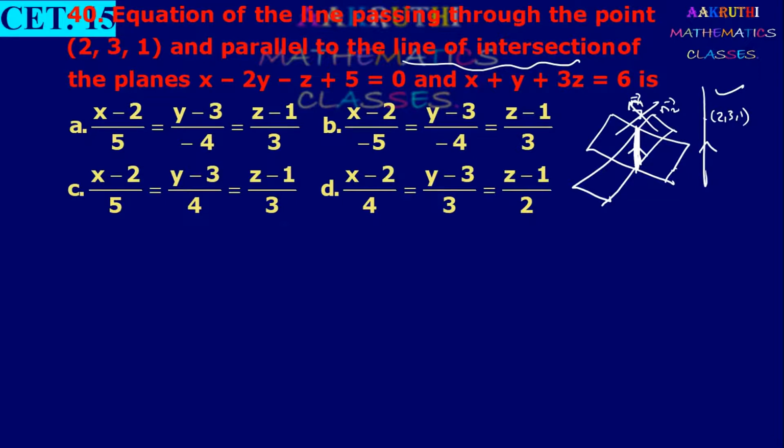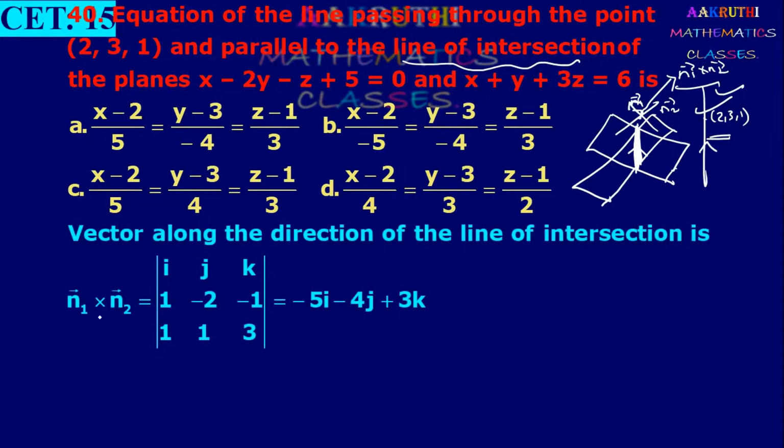Then we can find one more vector which is perpendicular to both the vectors, and it is n1 cross n2. It is perpendicular to the n1 vector and the n2 vector. Since n1 and n2 are perpendicular to the given planes, n1 cross n2 will be parallel to the line of intersection, and then it is parallel to the required line.